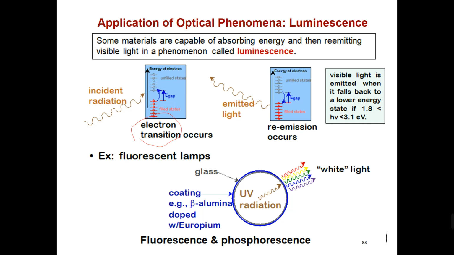Example for fluorescent lamp. In the case of fluorescent lamps, we have a glass coating, beta alumina doped with europium, and when we have UV radiation inside there, the white light is not absorbed but re-emitted during the process. So this is the concept, as well as same goes for fluorescence and phosphorescence. Okay.